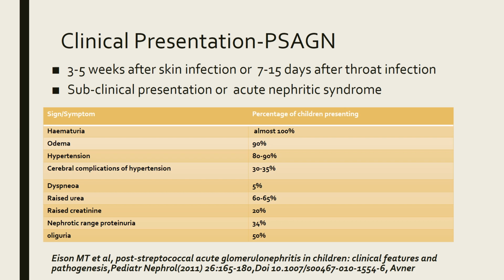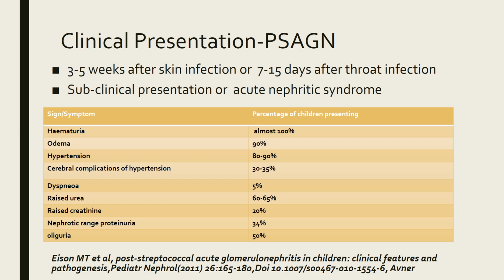So almost everyone had hematuria, that's why we say it's the hallmark of post-strep glomerulonephritis or of the nephritic syndrome. Edema was noted to be present in 90% of patients. Same thing with hypertension, between 80 to 90%. About 30% of patients present with cerebral complications of hypertension. They may present with PRES, hypertensive encephalopathy, hypertensive retinopathy, like that.